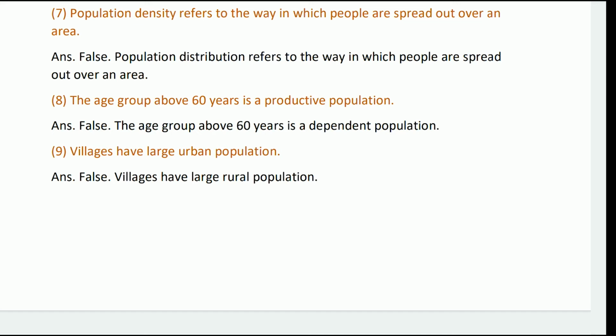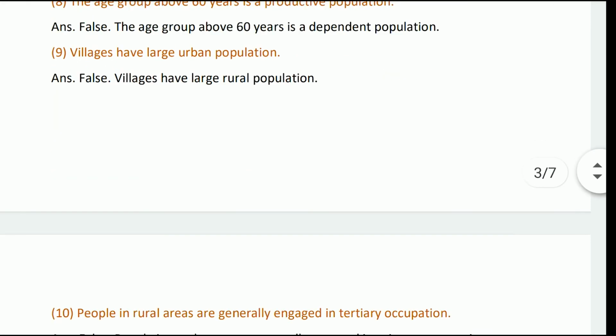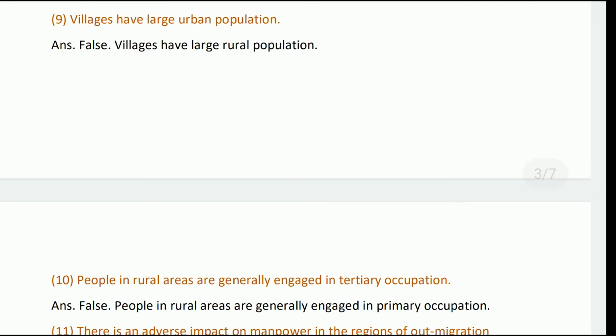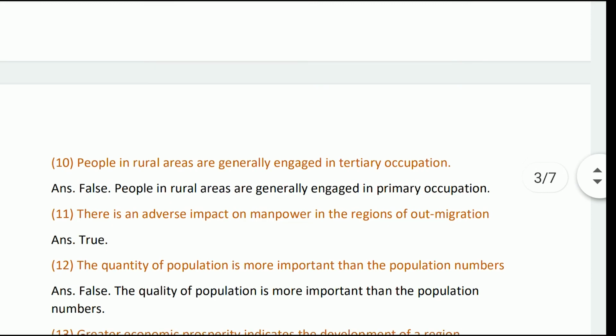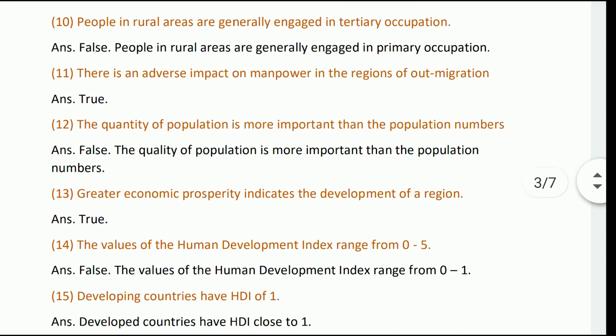The age group above 60 is unproductive population. False. The age group above 60 is dependent population. Village has a large urban population. False. Village has a large rural population. People in rural areas are generally engaged in tertiary occupation. False. People in rural areas are generally engaged in primary occupation.